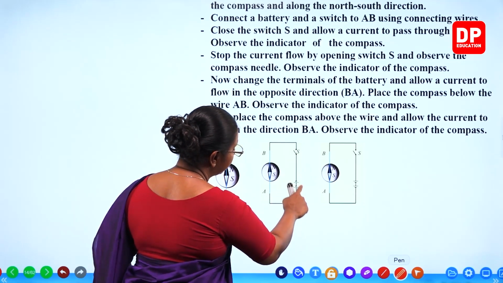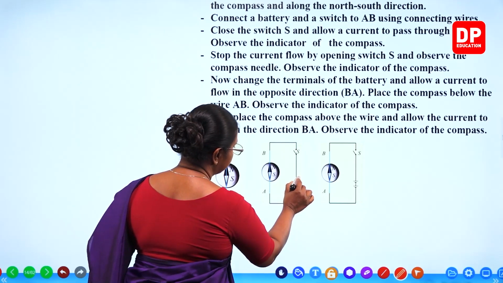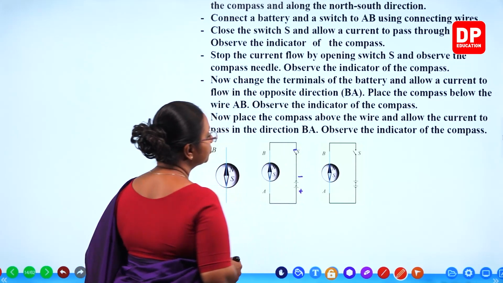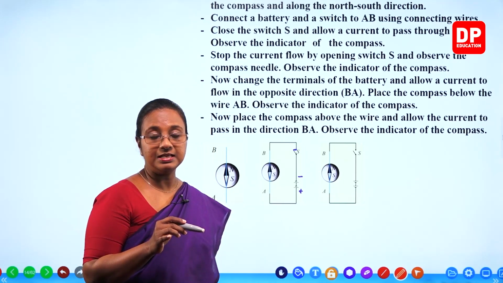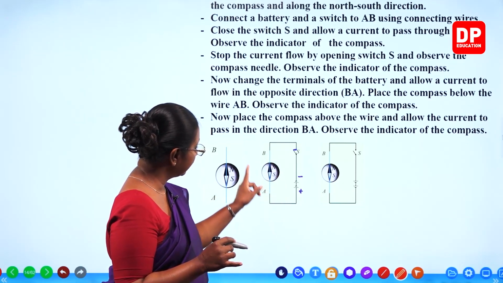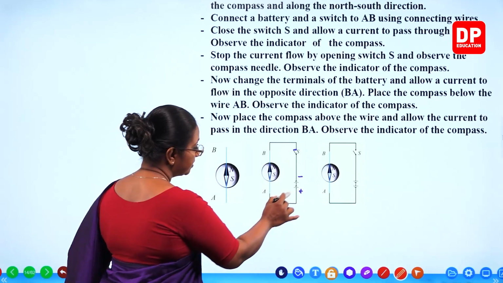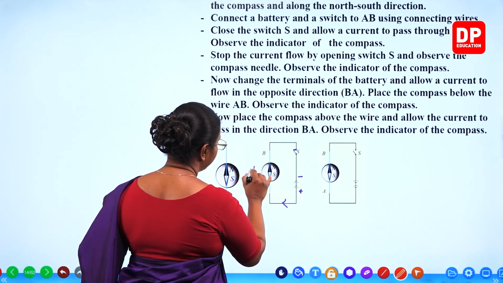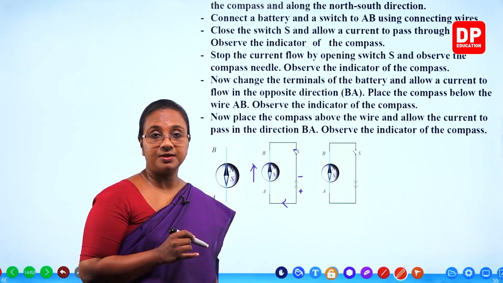Now look at the batteries here. You can see the positive terminal is here. The negative terminal is there. When you close the switch, current will flow through the circuit. It will flow through this conductor. In which direction? Now this is the positive terminal, so current flows this way. Therefore, the current flow will be in the AB direction.